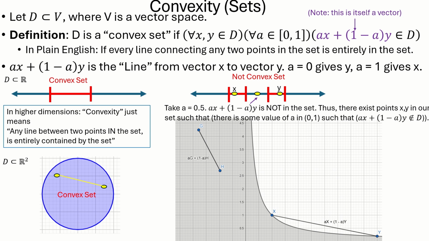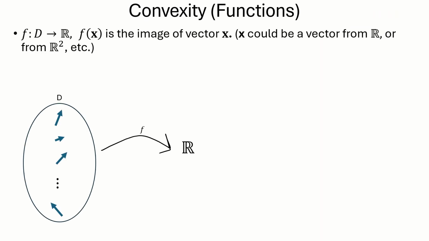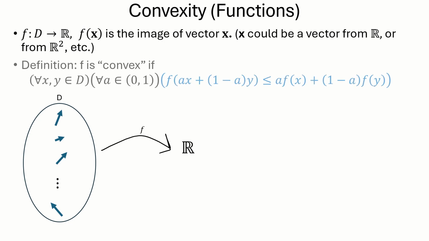Next, let's discuss convexity for functions. Suppose we have some function f of vector-valued input x, where x comes from some vector space D. For example, x could be a vector from R2, or it could just be a vector from R1, which is just a real number. We say f is convex if the following property holds. What's this property really saying?